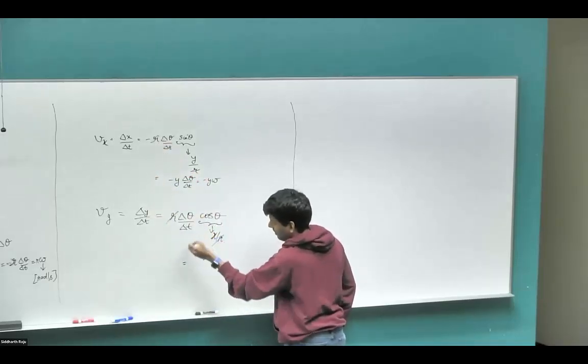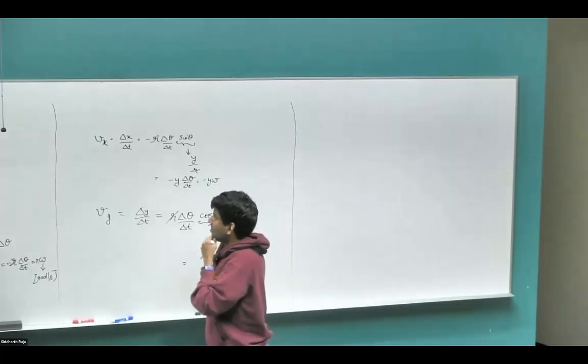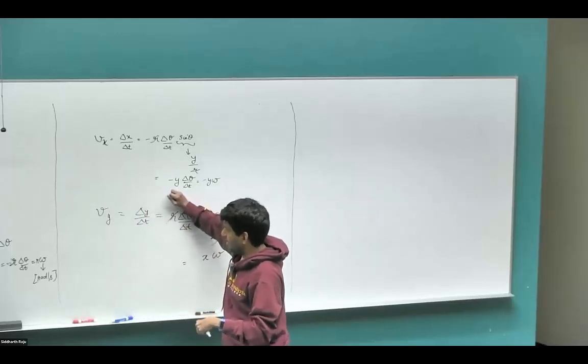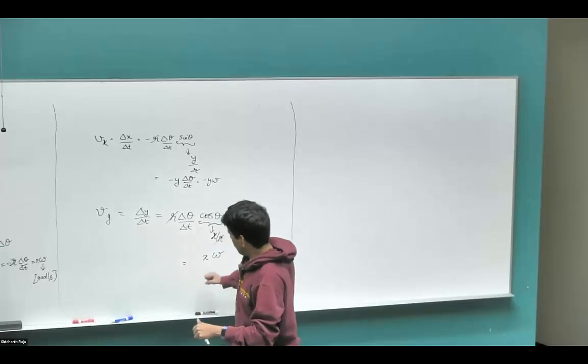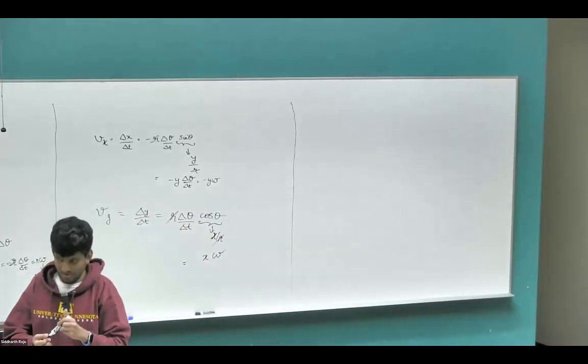X remains delta theta by delta t. We already defined that d theta by dt as omega. So the x component of velocity depends on the current value of the y, and the y component of velocity depends on the current value of x. Anybody want to tell me why that cross coupling is happening?